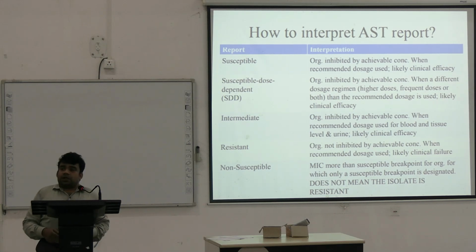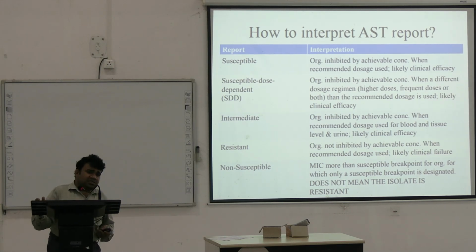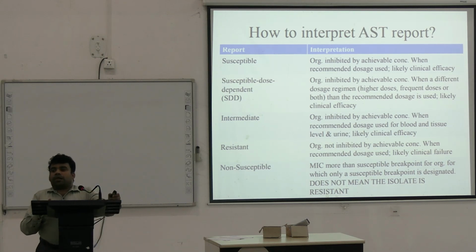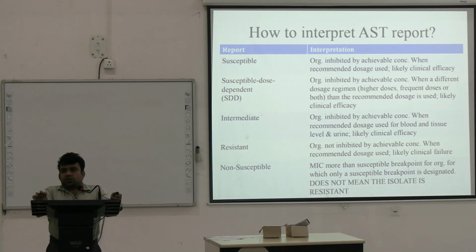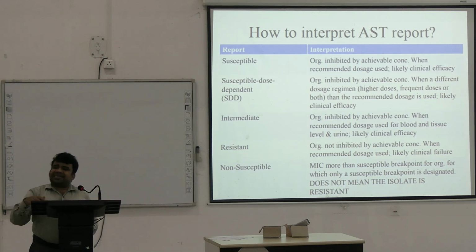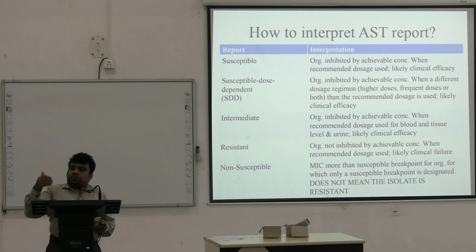First is susceptible. What do you understand by susceptible or sensitive? That means, based on the normal dosing of an antibiotic agent, this antibiotic will be effective in most cases. The standard dosing would be effective. That is called sensitive. And what would be resistant? The exact opposite. Based on the standard dosing, the antibiotic would not be effective. As simple as that.